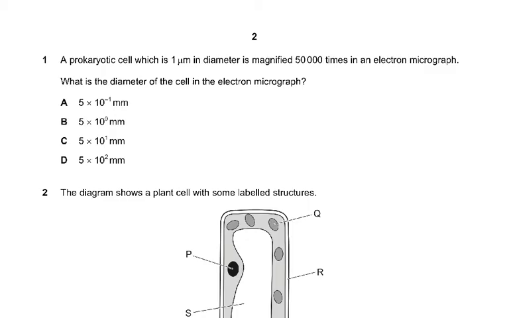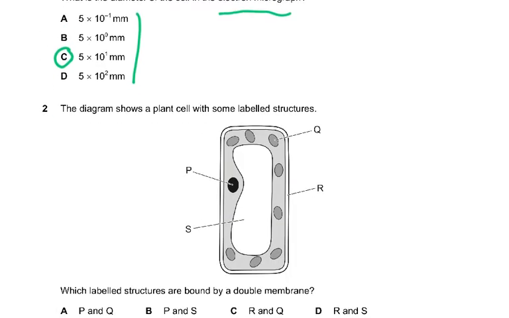Question number 1. A prokaryotic cell which is 1 micrometer in diameter is magnified 50,000 times in an electron micrograph. What is the diameter of the cell in the electron micrograph? So 50,000 micrometers, but these answers are all in millimeters. So it will be 50,000 divided by 1,000. So that is 50. So the answer is C, 50 millimeters. Please remember they're talking of micrometers and then they go on to the answer in millimeters. So this is for the intelligent students to comprehend and not make a mistake in that.